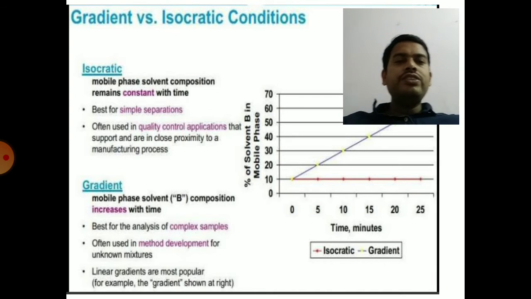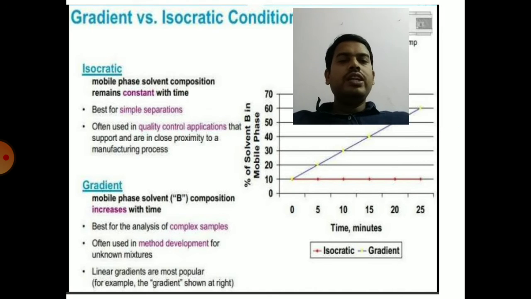In gradient elution, you will be increasing the pH of the buffer. This type of gradient elution is especially used for isolation of protein molecules. If you change the pH of the buffer, it also plays an important role in detaching or eluting the protein samples from the column. So that is gradient elution, increasing the concentration or composition of the buffer with time.